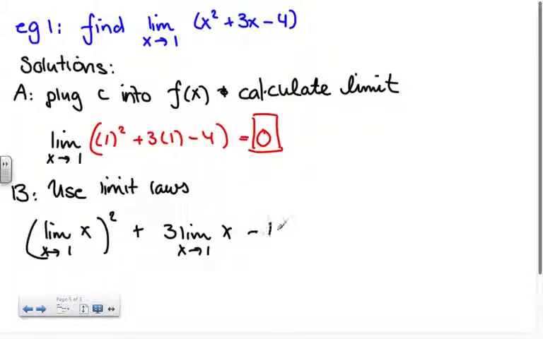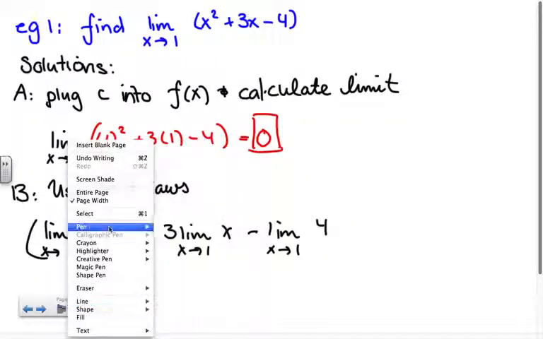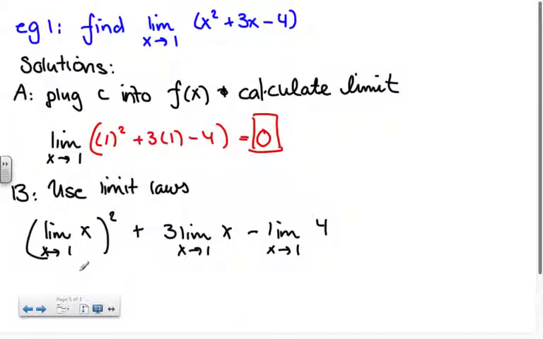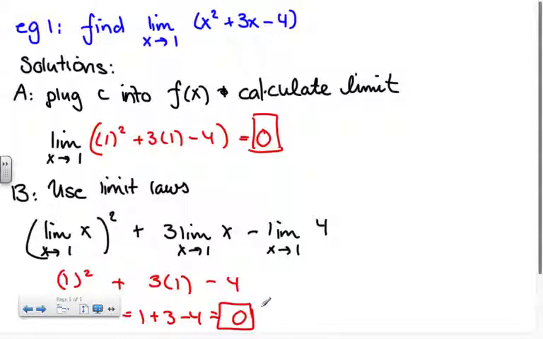Minus the limit as x approaches 1 of 4. Each of these involves direct substitution, and since the limit of a constant is a constant, that just becomes 4. So this becomes 1 squared plus 3 times 1 minus 4. So it's 1 plus 3 minus 4, which is, of course, 0. Still lovely, huh?